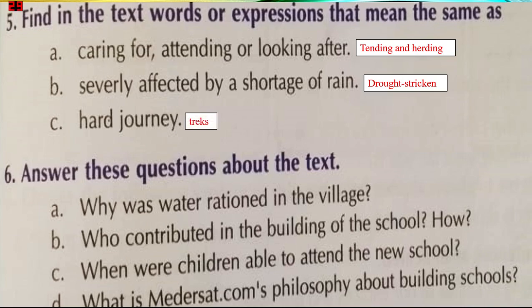Answer these questions about the text. Why was water rationed in the village? Because of the drought.